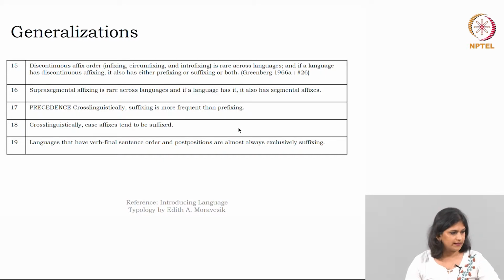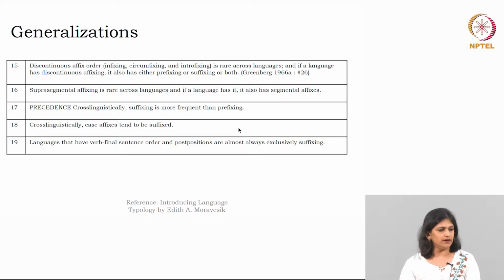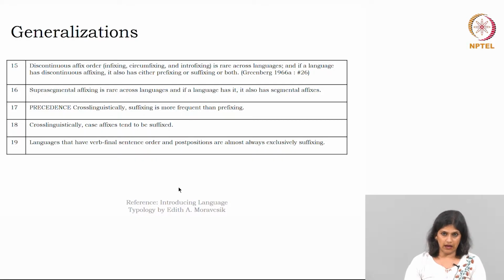Let us talk about an example. So when we were thinking about the ordering of affixes, we just discussed the 15th generalization that says when it is related to interlocking affixes like infixing, circumfixing and interfixing, these are rare. However, if a language has these, it also has prefixes, suffixes or both.